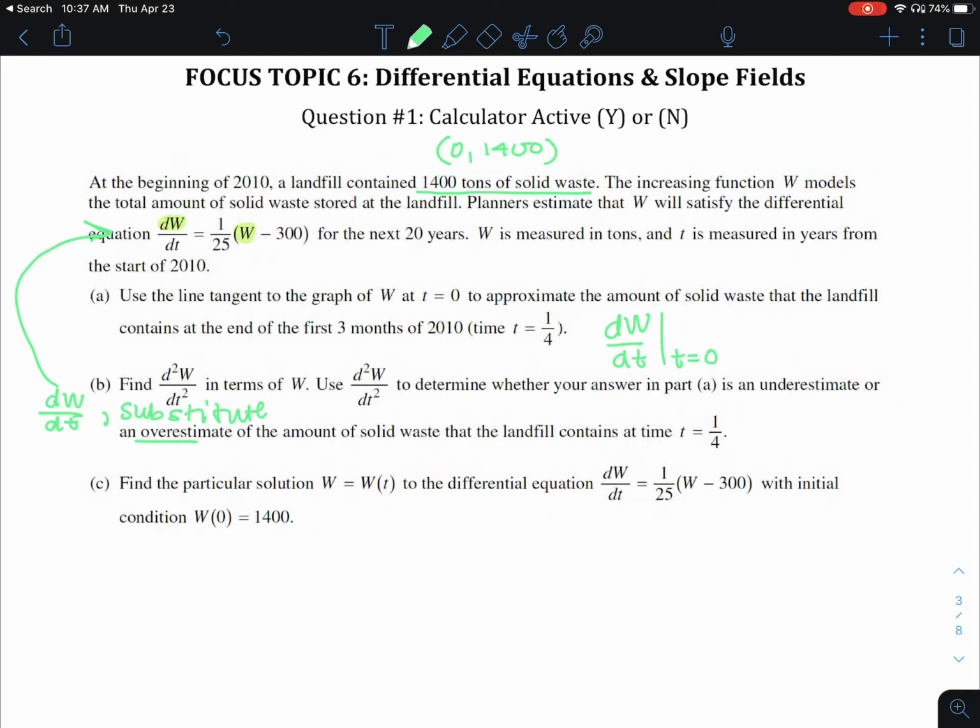And then it asks about an overestimate or an underestimate. Because we're talking about the second derivative, we're looking at concavity. Would the tangent line lie below the graph, or would it lie above the graph? If it's concave up, it's one way, and if it's concave down, it's the other. And then finding the particular solution, and this is where we get those 5 points we talked about on the first problem. All right, so give that one a go and see how it goes.